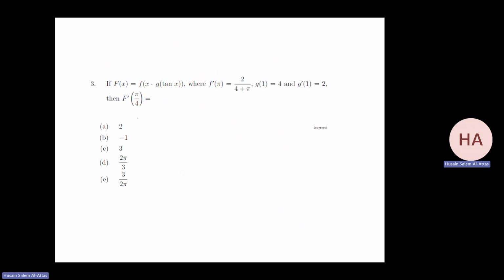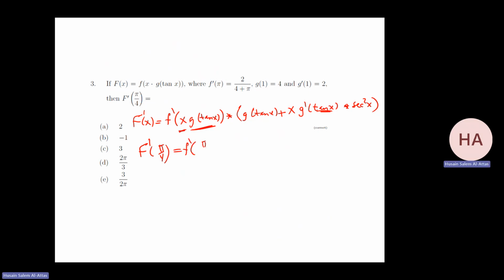Which is this one? x times F of tan x. Okay. So capital F prime will be F prime of x times F of tan x times, now product rule, G of tan x. Derivative of the first is 1 times the second plus x times derivative of this. I need the chain rule again. G of tan x, derivative of this, secant squared x. What they want is capital F prime at pi over 4. That will be F prime at pi over 4, G of tan pi over 4, G at 1, times G at 1 plus x times G prime at 1 times secant squared pi over 4, which is the square root of 2 squared, which is 2. And this is pi over 4, so this is x.